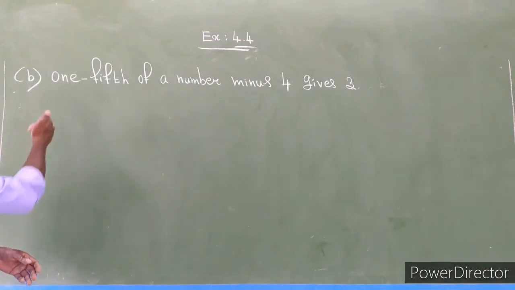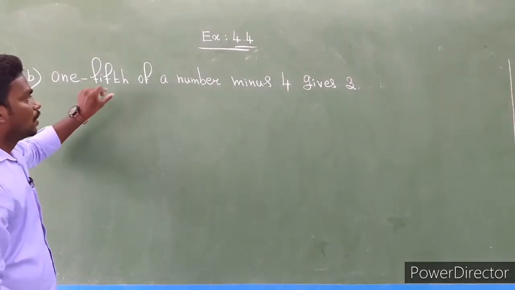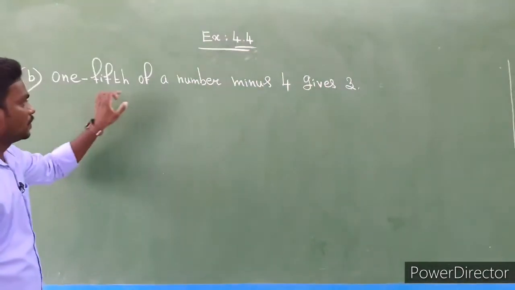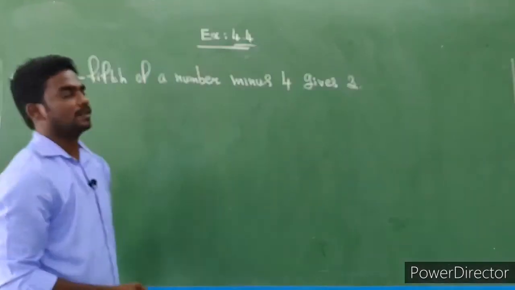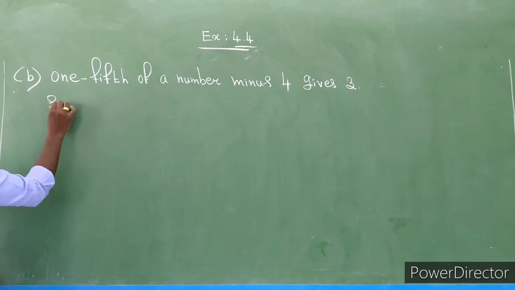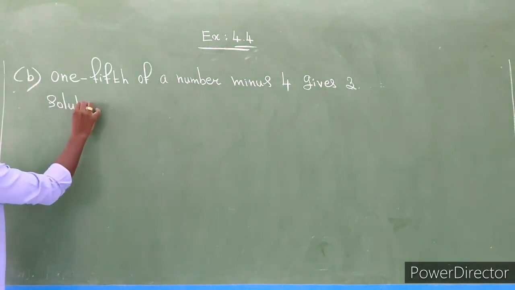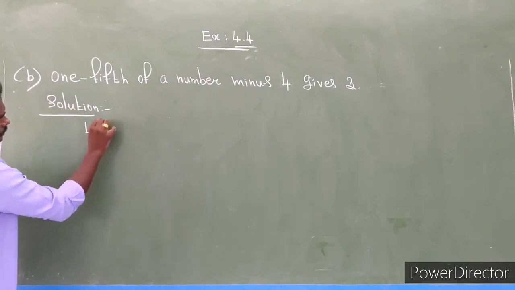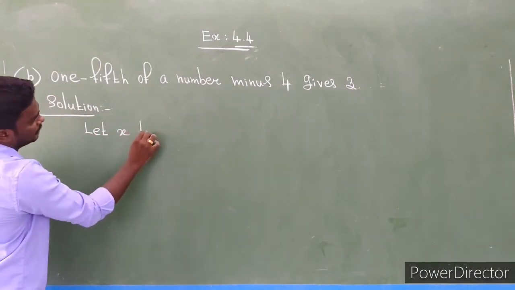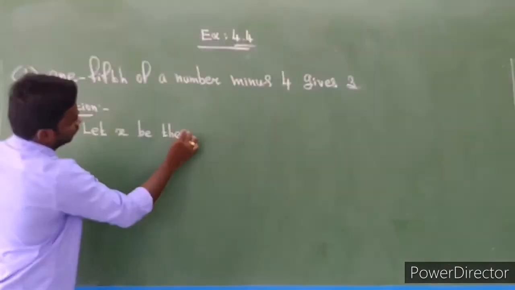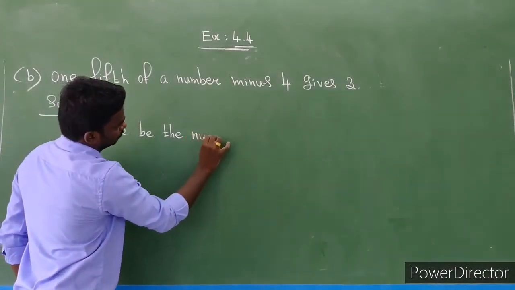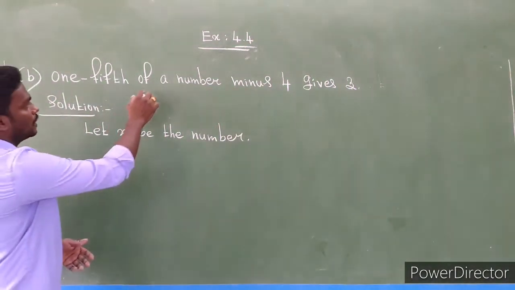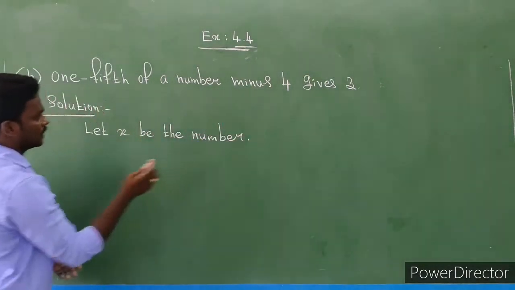So next, our B question. What is our B question? 1/5 of a number minus 4 gives 3. How to solve this? Let x be the number.